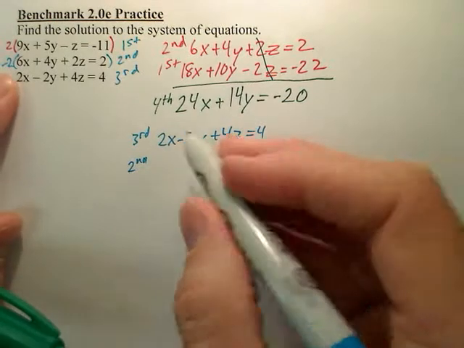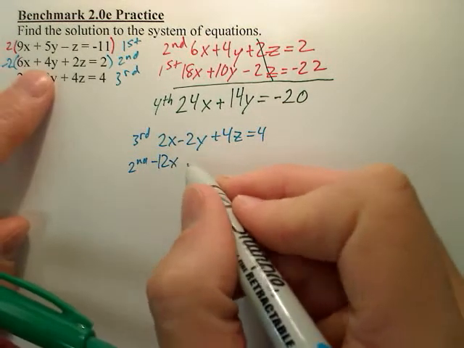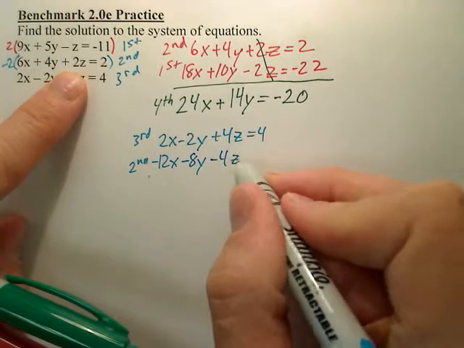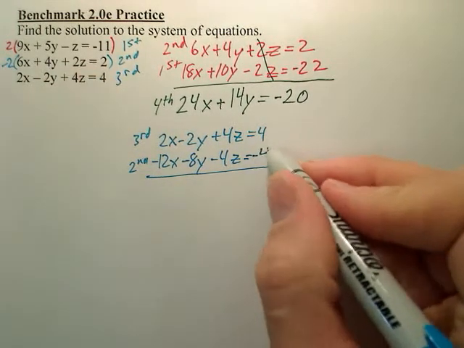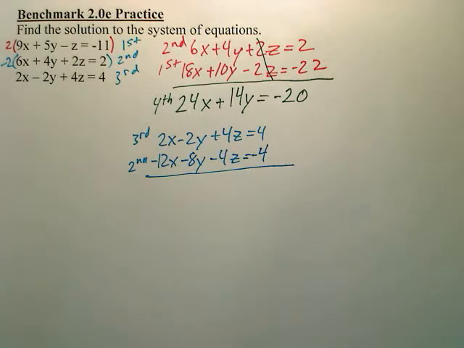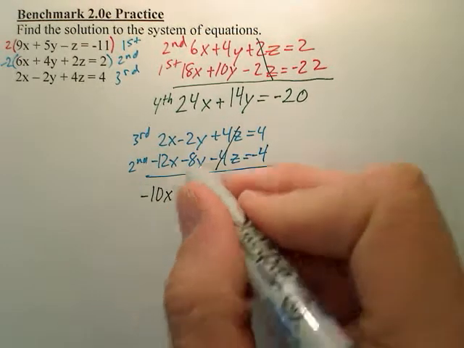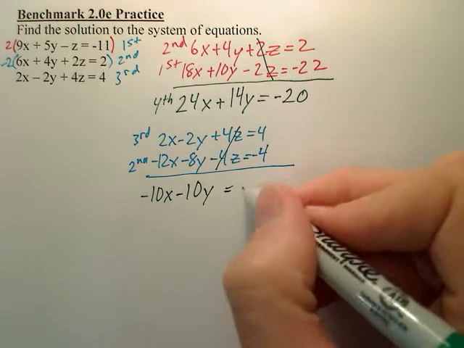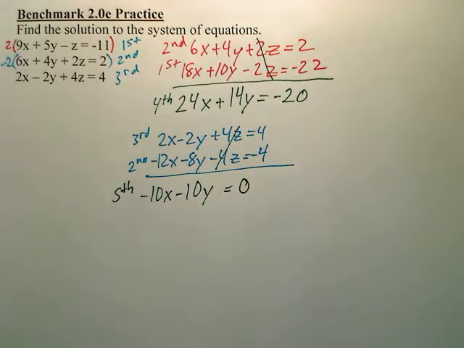So when I multiply the second equation by negative 2, I get negative 12x. Negative 2 times this would be negative 8y. That would be negative 4z, which will cancel right there. And negative 2 times 2, which is negative 4. When I add straight down, the z's are gone, leaving me negative 10x minus 10y. This is gone, and this gives me 0. And I'm going to call this my fifth equation. So my fourth and fifth equation.